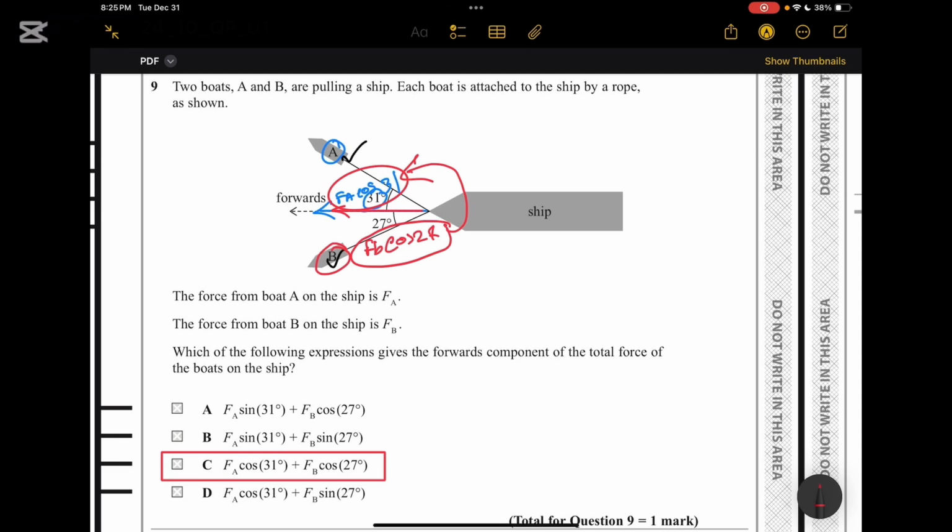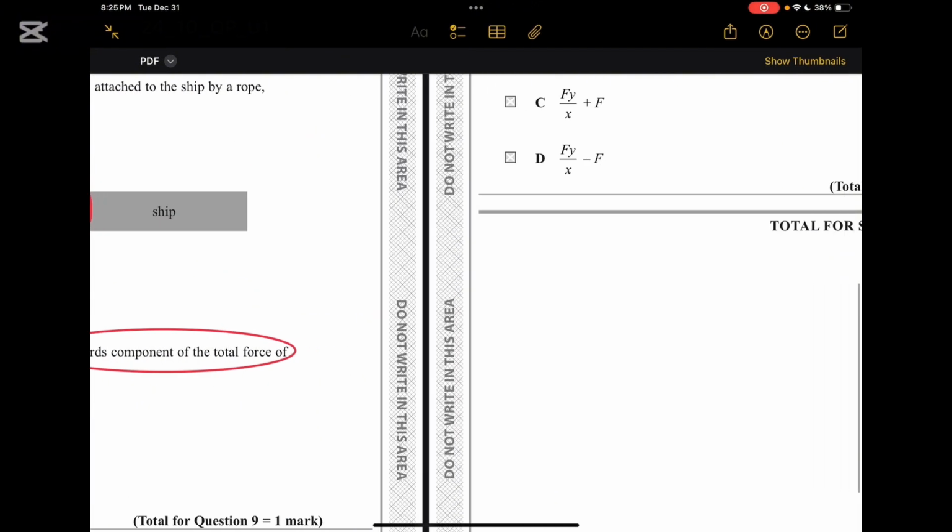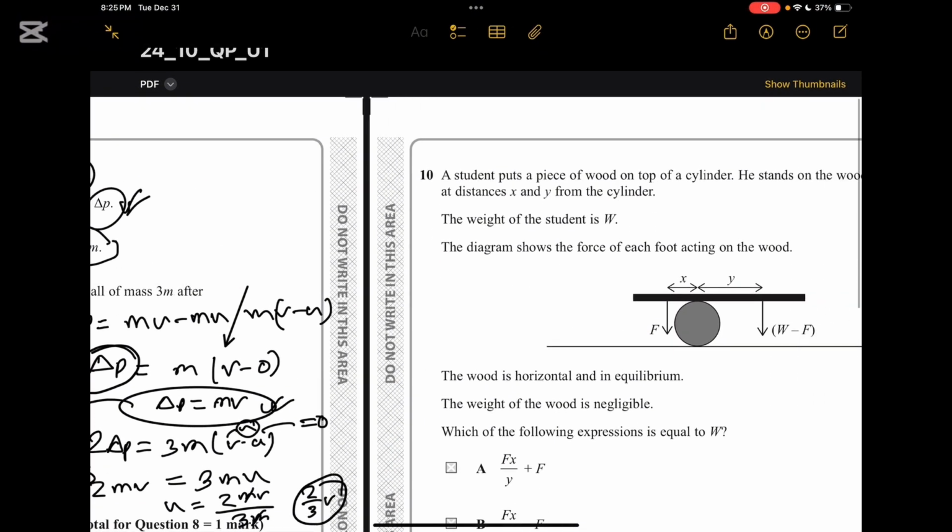Okay, as they have asked us to find the forward components of the total force, that's why we have taken this line as the forward force. Now moving forward to question number 10.